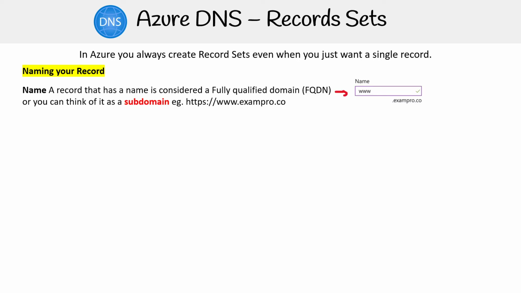So the first thing is that you can provide a name to the record, such as www, and to you that would look like a subdomain. That's how I would describe it. But that would also be known as a fully qualified domain because you're completing the domain. So I just want you to remember that.